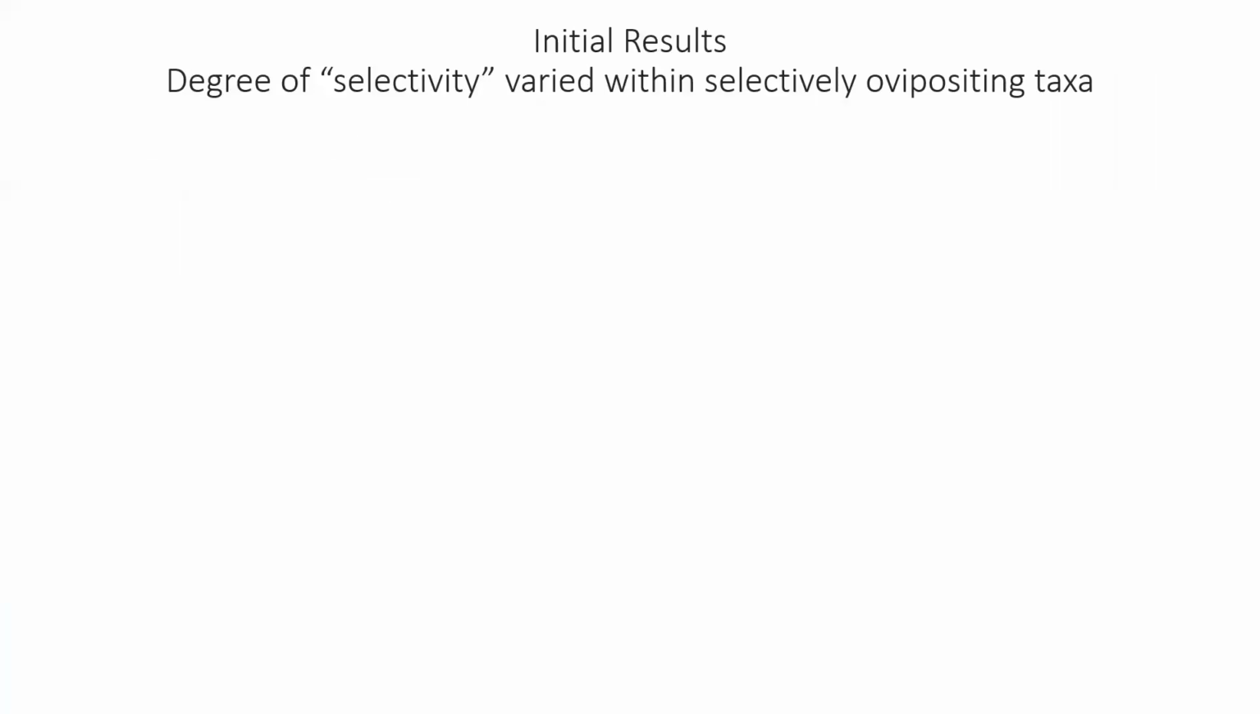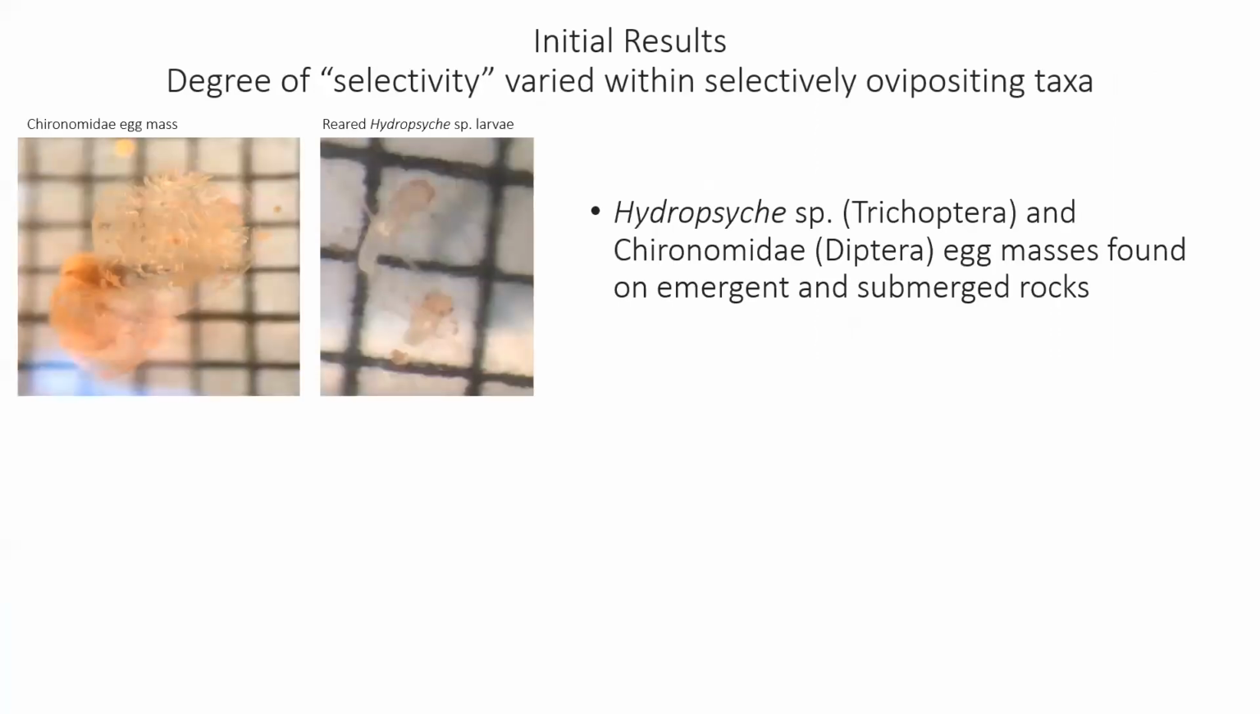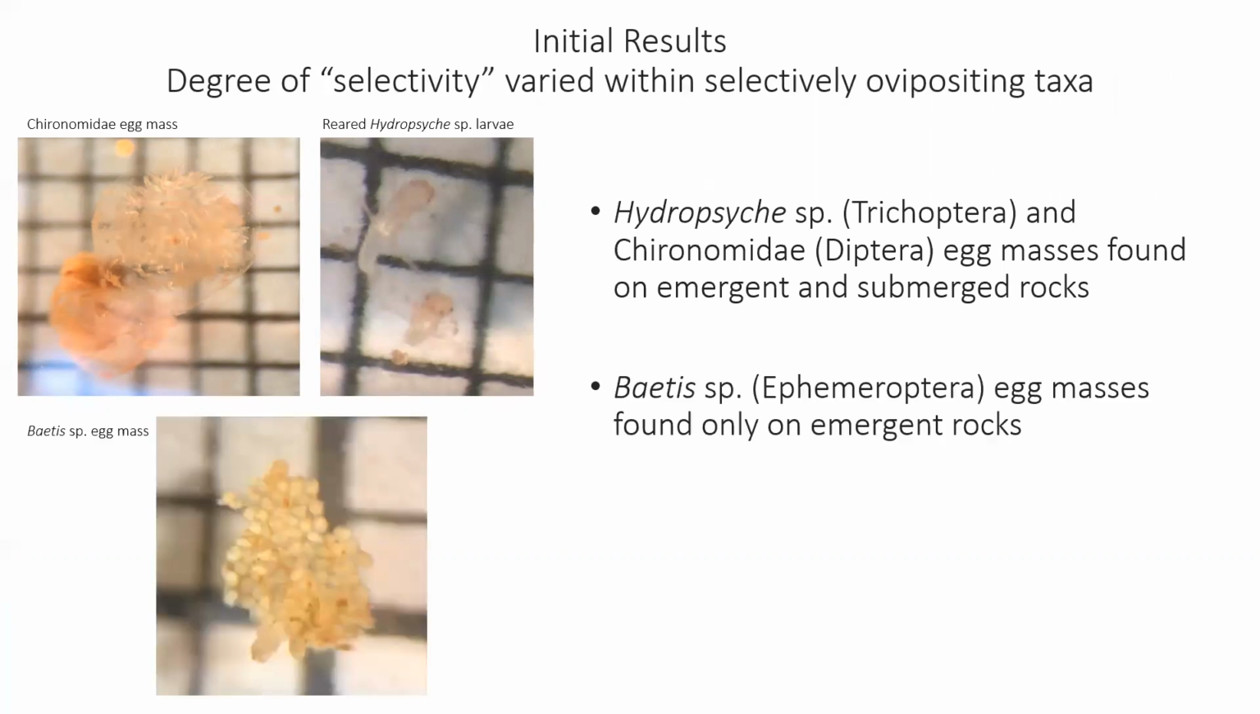We also found that this degree of selectivity varied within taxa who selectively oviposit on rocks. For example, we found egg masses from the genus Hydropsyche and the family Chironomidae on both submerged and emergent rocks, but we only found egg masses from the genus Baetis on large emergent rocks.